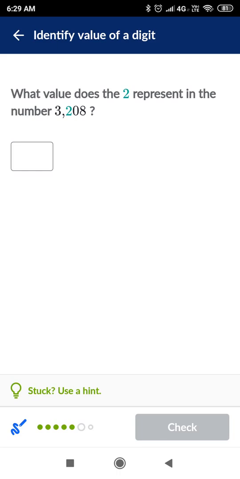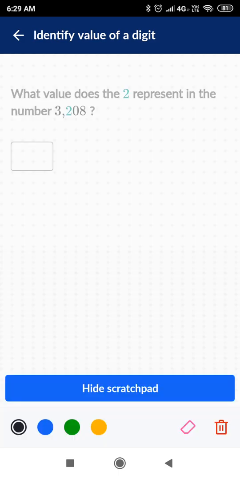What value does 2 represent in the number 3208? So we will make all other digits as 0 and this digit will remain 2. Remember the difference between value and place value of the digit. The value of the digit is 200. The place value of the digit 2 is 100. 2 100 rupee notes. So the answer is 200.